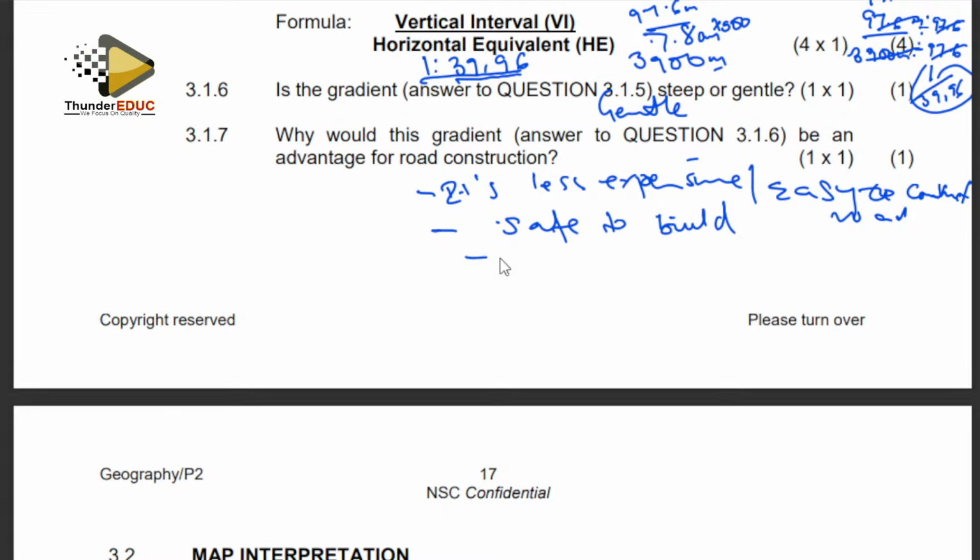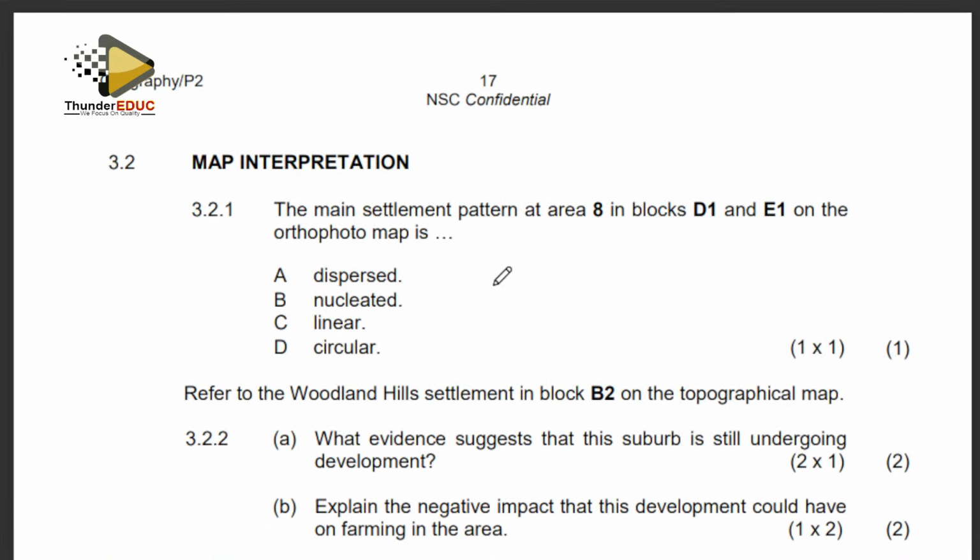It is safe to build a road, and you don't need to even put tunnels there. No tunnels or passes in order for you to construct a road, because it is gentle, unlike situations where it is mountainous, where you need to cut the mountain so that you can put the tunnels to construct roads. It becomes very, very expensive. Let us look at the interpretation. We are referring to the orthophoto map in this sense.